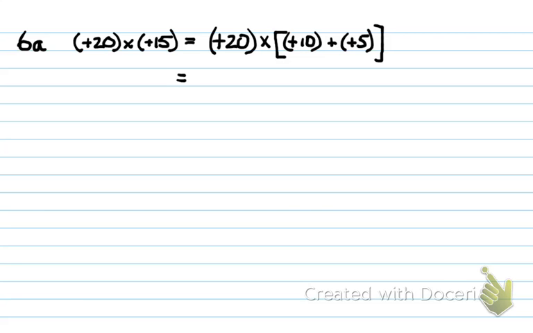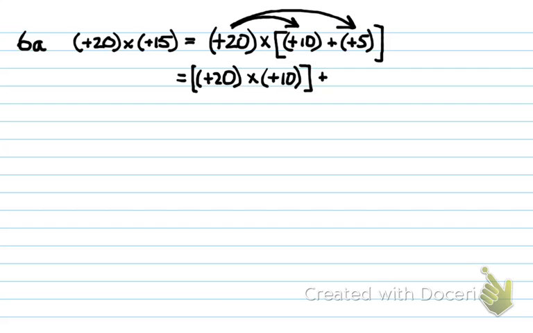Now, if you talk to somebody that's in grade 10 or 11, grade 12 math, or somebody that's done a lot of math, they might show you that you are going to multiply that positive 20 by the positive 10, and you're also going to multiply the positive 20 times the positive 5. So here's the calculation. We have positive 20 times positive 10. We'll close that bracket, and then we're going to add positive 20 times positive 5.